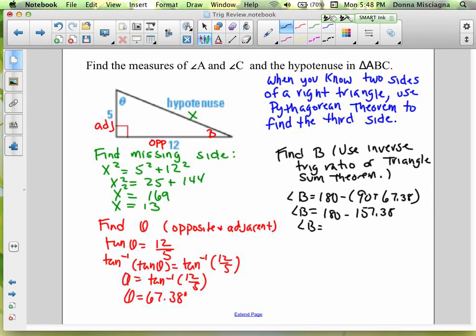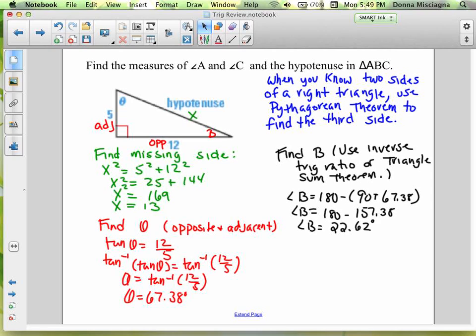I always have a hard time subtracting in my head with decimals. 22.62. I'm just making sure. Yes, 22.62. And I remember that answer actually after I wrote it down. If you remember, we did one a long time ago, and we got that exact same answer, 22.62 degrees, and we used inverse trig ratios. So you have to use inverse trig ratios to find the first angle, but you can use either inverse trig ratios or triangle sum theorem to find the second one.